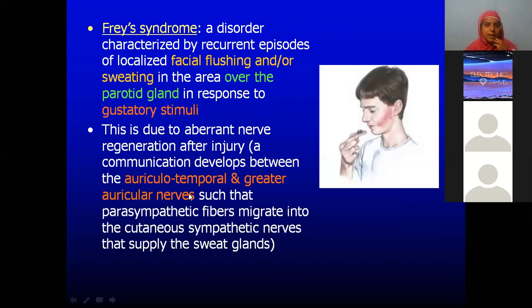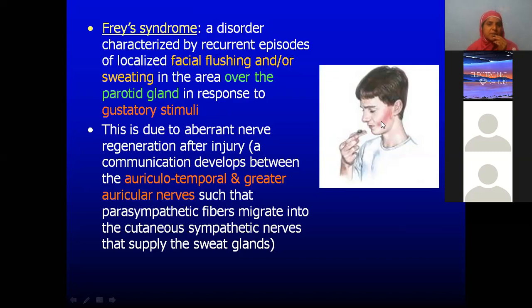Now see, there is a condition which is called Frey's syndrome. Okay, what is that? A disorder characterized by, after parotidectomy, whatever facial nerve twigs are there, they may get attached to the autonomic nervous system, so that whenever the person is eating or chewing the food, because of that sympathetic stimulation, there will be sweating over this skin. Okay, so that is actually called Frey's syndrome, a disorder characterized by recurrent episodes of localized facial flushing.